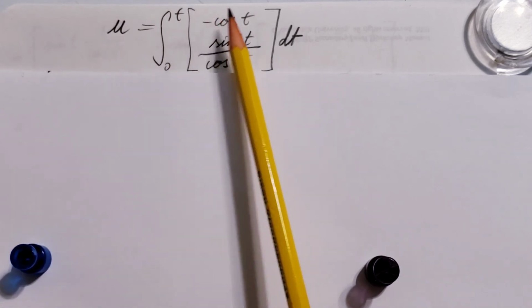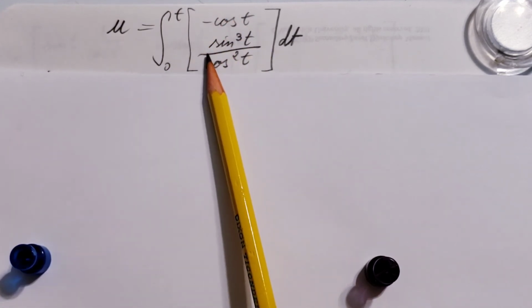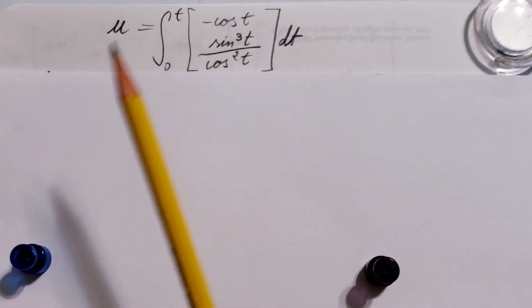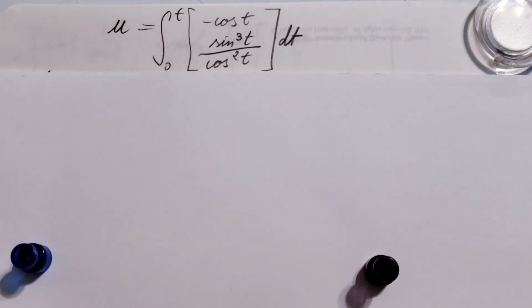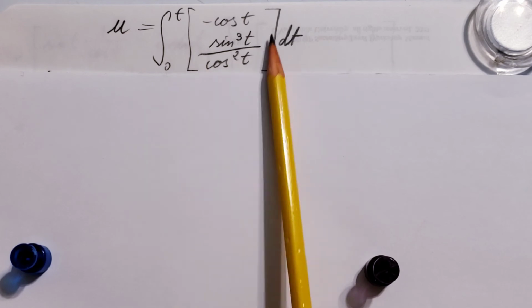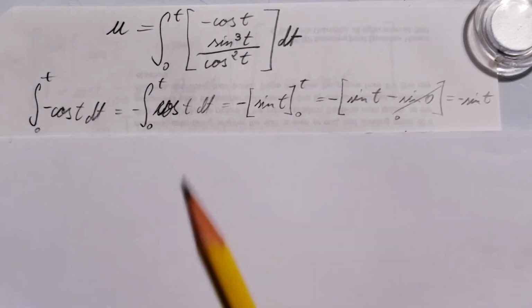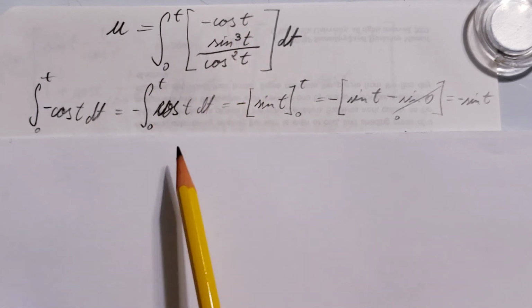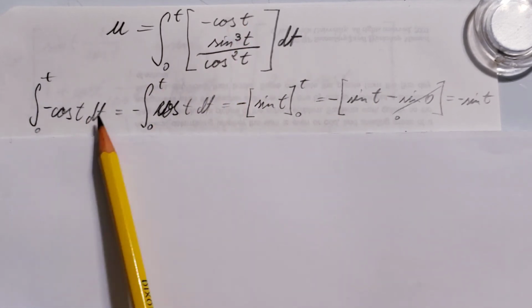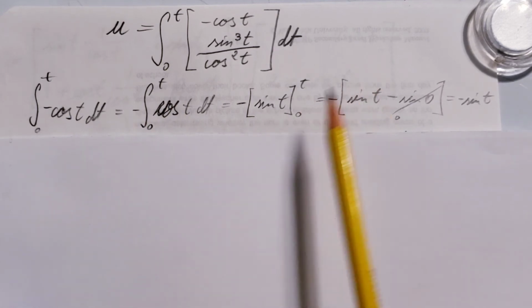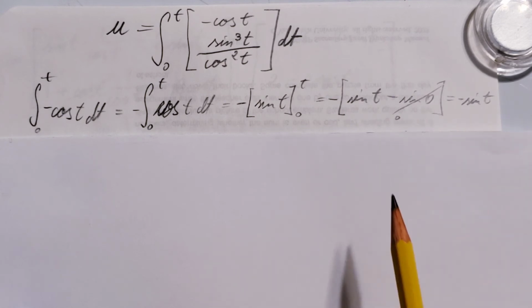So, negative cosine t, and on the bottom, sine cubed t over cosine squared t, dt. Now we're simply going to solve this integral on its own, and then we're going to solve this integral on its own. The first integral, from 0 to t of negative cosine t, nothing complicated, right? We can take out the negative in the front. Here it is solved, plug in 0 to t, and we're able to get a negative sine t.